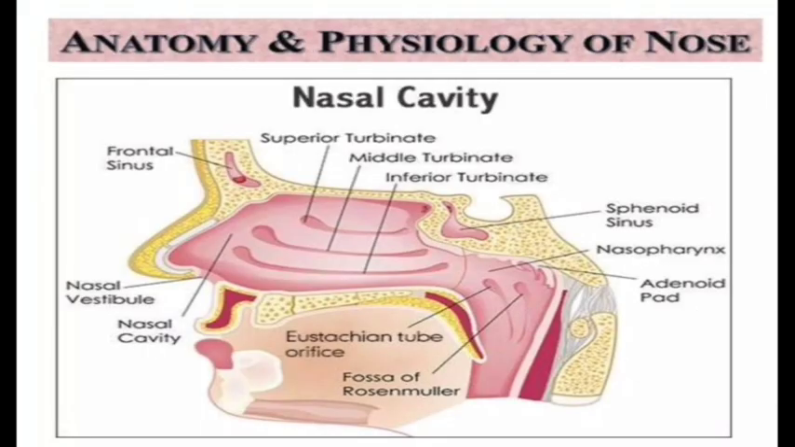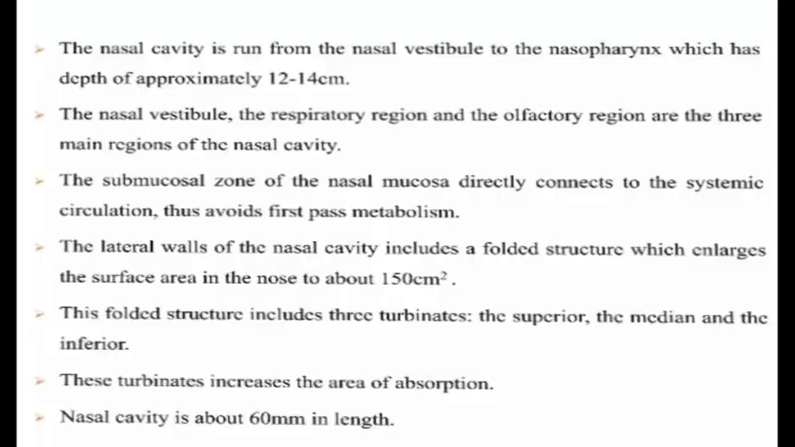Next, we are moving to anatomy and physiology of nose. The nasal cavity runs from nasal vestibule to nasopharynx, which has a depth of approximately 12 to 14 cm. So, the depth of nasal cavity is 12 to 14 cm. Next, the nasal vestibule, the respiratory region and the olfactory region are the three main regions of nasal cavity.